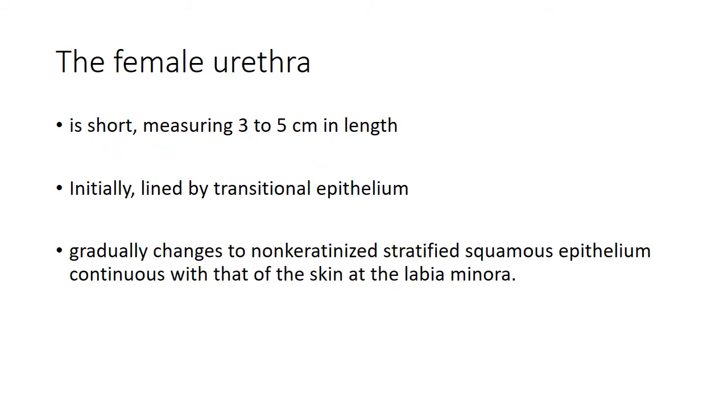The female urethra, however, is much shorter than the male urethra, and it measures only 3 to 5 centimeters in length. It is initially lined by transitional epithelium, and this epithelium gradually changes to non-keratinized stratified squamous epithelium continuous with that of the skin at the labia minora. And the female urethra, you will discuss further also at the female genital tract.